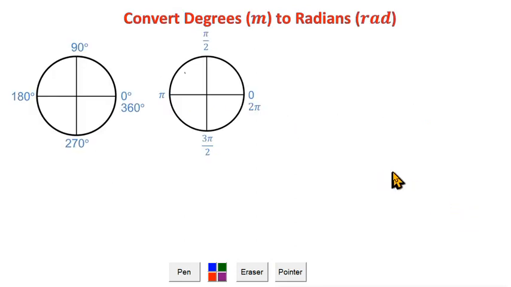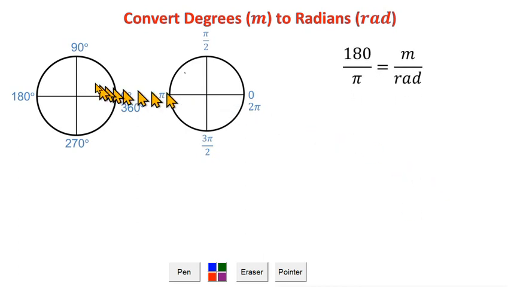So how does this play out? In this unit, you're going to need to know how to convert from degrees, and I'll represent that with m for measure of the arc, to radians, and I'll just use RAD because that's usually the way calculators abbreviate radians. So here's our two circles. It's actually pretty easy to do.